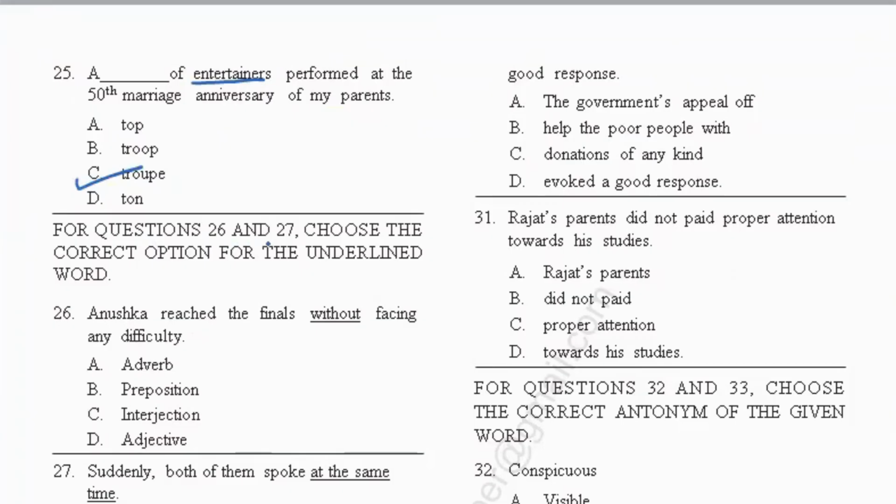Next, for questions 26 and 27, choose the correct option for the underlined word. Okay. Next, Anushka reached the finals without facing any difficulty. So here, without is an adverb, preposition, interjection, or adjective. So definitely it is a preposition, okay, which is introducing the prepositional phrase facing any difficulty. Okay. So here, without facing any difficulty is your prepositional phrase, wherein you have without as your preposition.